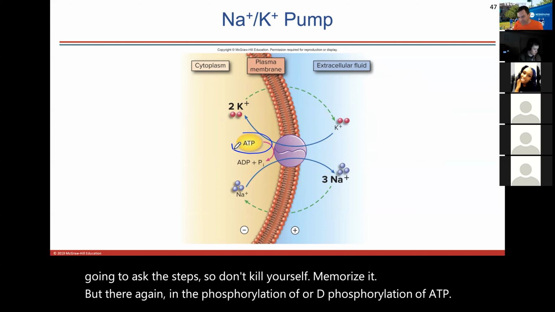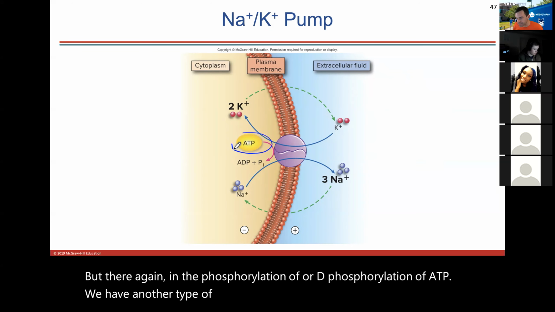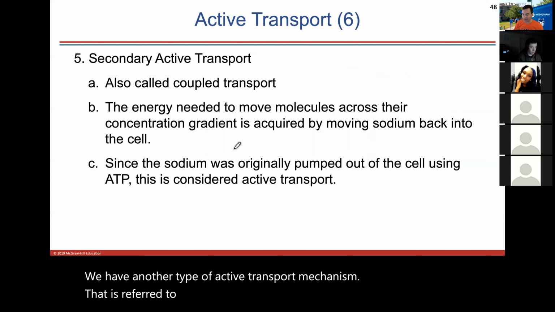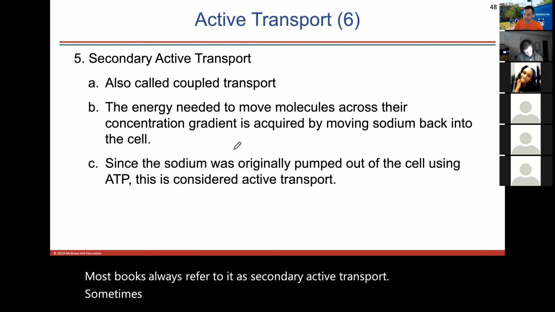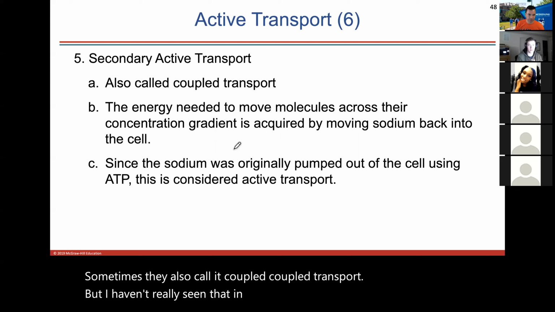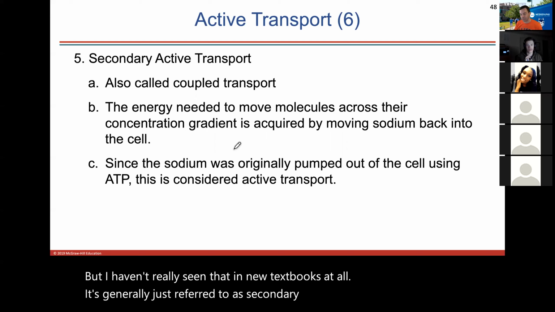We have another type of active transport mechanism that is referred to as secondary active transport. Most books always refer to it as secondary active transport. Sometimes they'll also call it coupled transport, but I haven't really seen that in new textbooks at all. It's generally just referred to as secondary active transport. So that's what I will use on the exam.